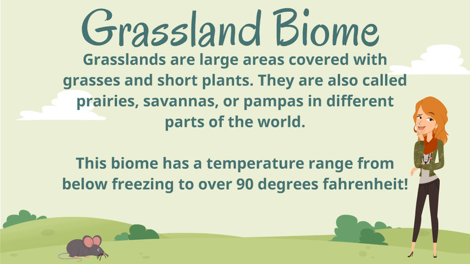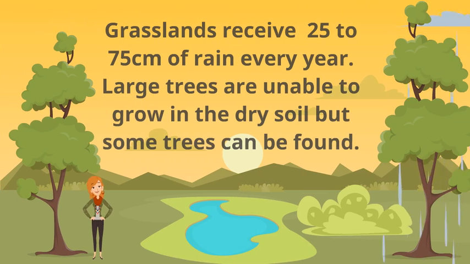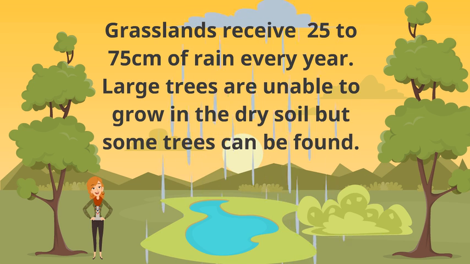Grasslands are large areas covered with grasses and short plants. They are also called prairies, savannas, and pampas in different parts of the world. This biome has a temperature range from below freezing to over 90 degrees Fahrenheit. Grasslands receive 25 to 75 centimeters of rain every year. Large trees are unable to grow in the dry soil, but some trees can be found.